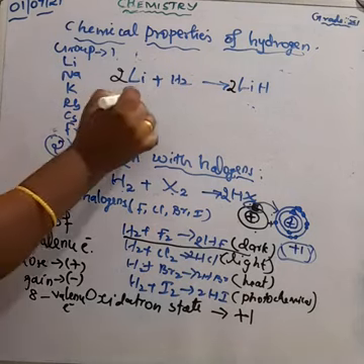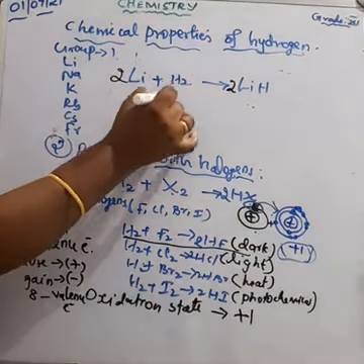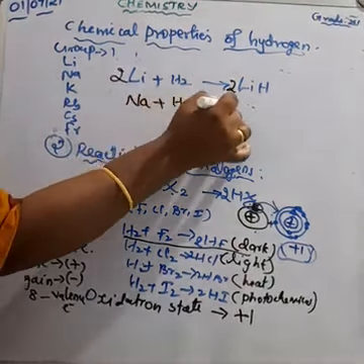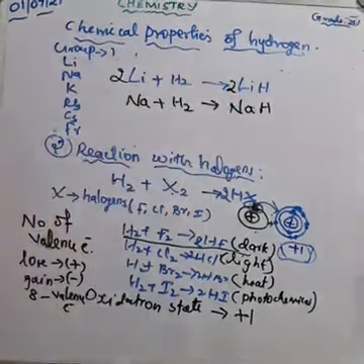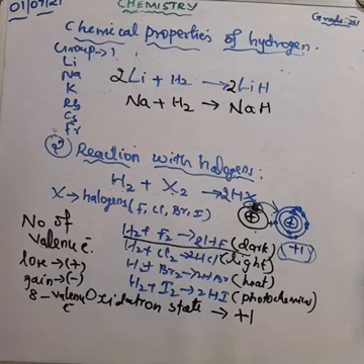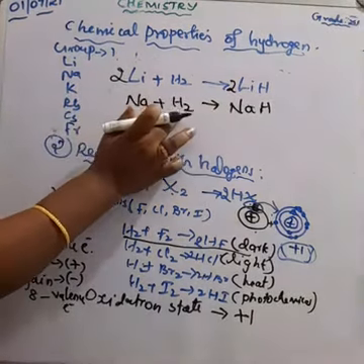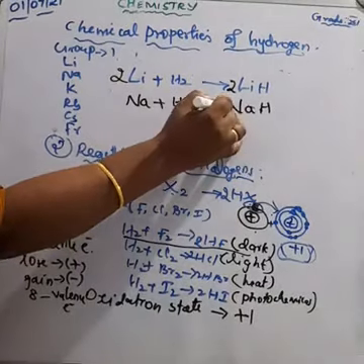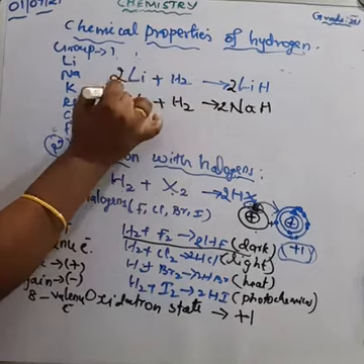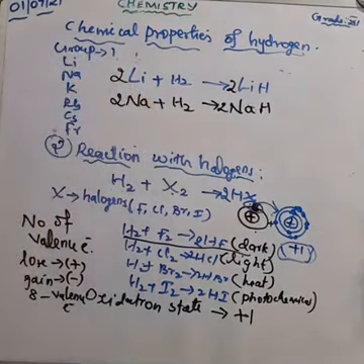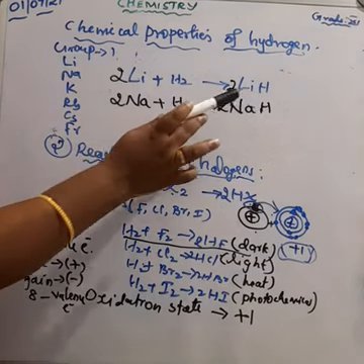Sodium, another alkali metal, when it combines with hydrogen forms sodium hydride. When balancing the equation here, hydrogen is 2 but here only one hydrogen, so we have to make it 2. Sodium here is only 1 but here 2, so we have to make it 2. So when hydrogen combines with alkali metals, it forms hydrides of alkali metals.